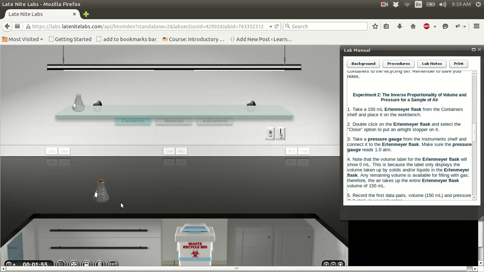Now the way I'm going to change the volume of air in here is I'm going to put water in it. And water, of course, will take up the bottom of the flask, and the more water I put in, the more space that water will take up at the bottom of the flask. What does that mean for the gas? That means there's going to be less space available for the gas. In other words, when I add water, I decrease the volume of the gas.